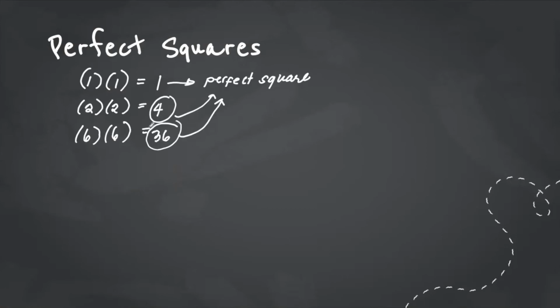For coefficients, it is easier to identify if a number is a perfect square or not. But how about for variables? How do we identify if a variable is a perfect square or not? There is only one condition for variables. A variable is a perfect square if and only if the exponent is an even number.